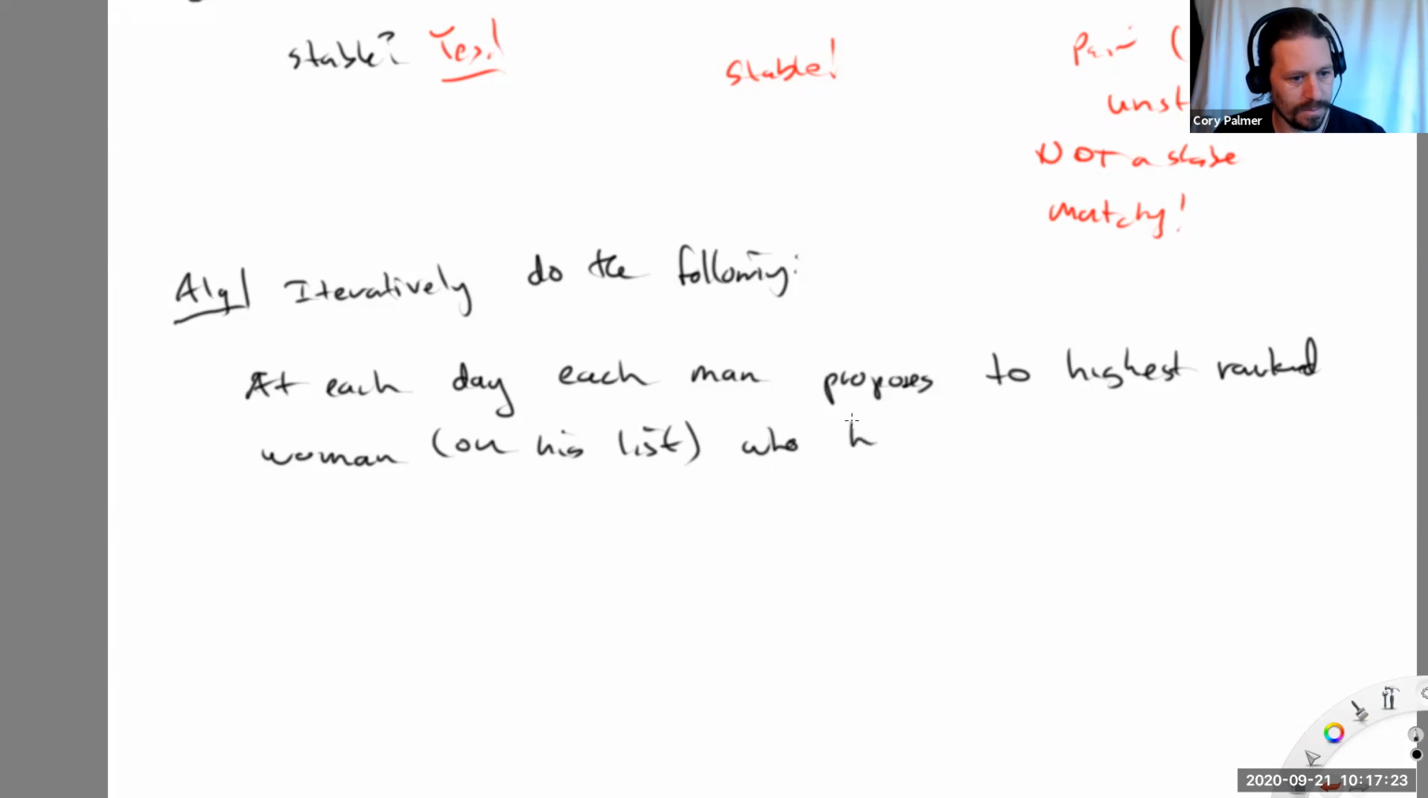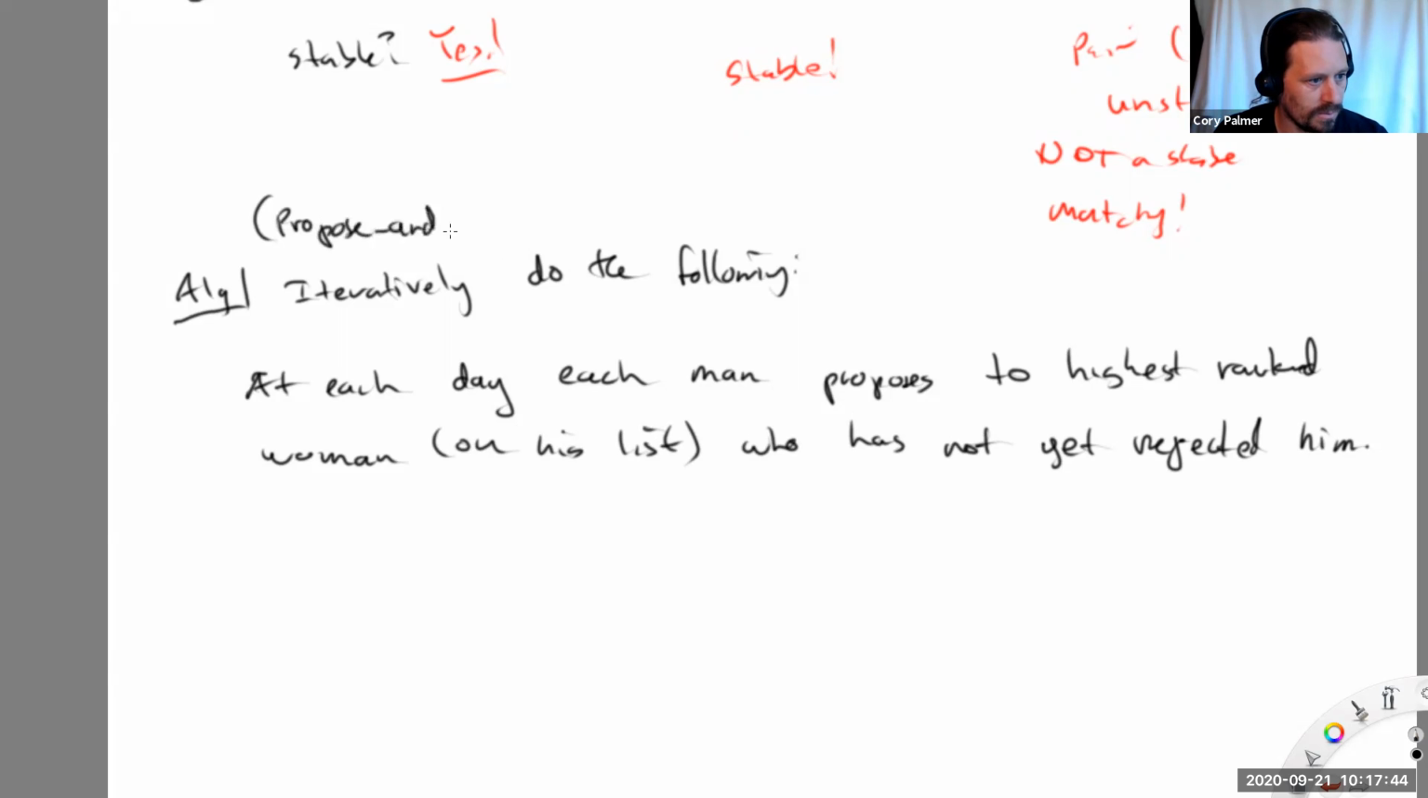Who has not yet rejected him. We haven't said anything about what it means to be rejected. So on the first day, literally every man will propose to the highest person on his list, right? There's no rejections yet. By the way, the name of this algorithm is the propose and reject algorithm. All right, nice name. Okay, so each man proposes. That's like the first step.